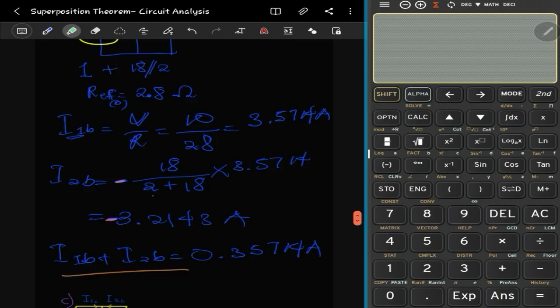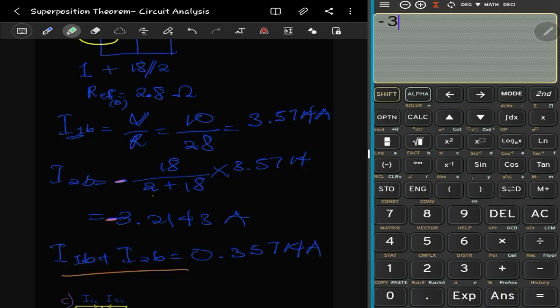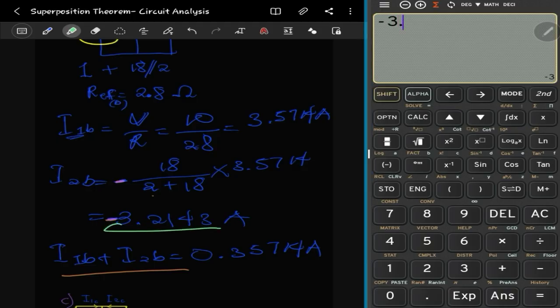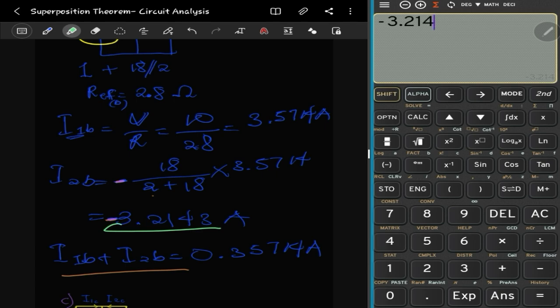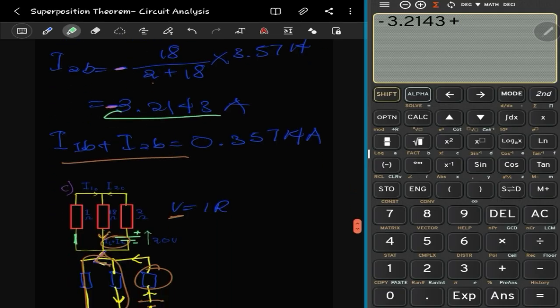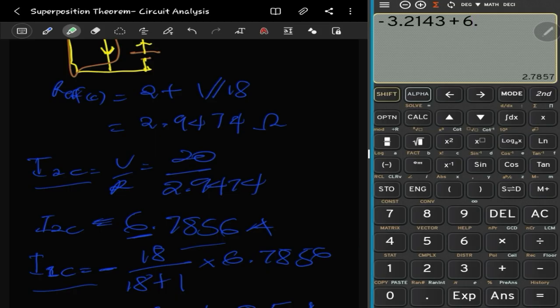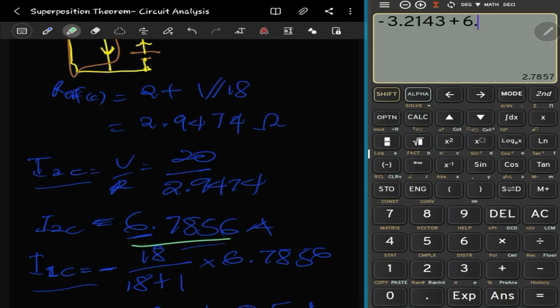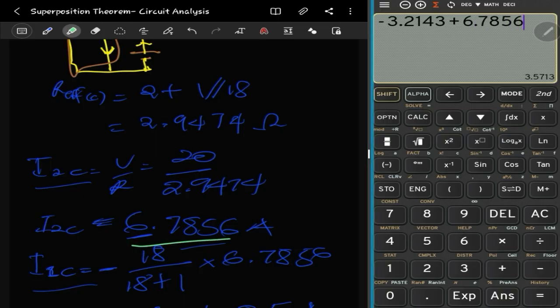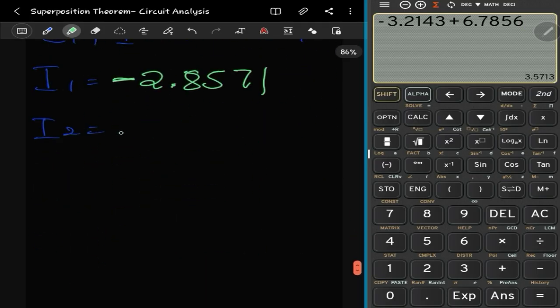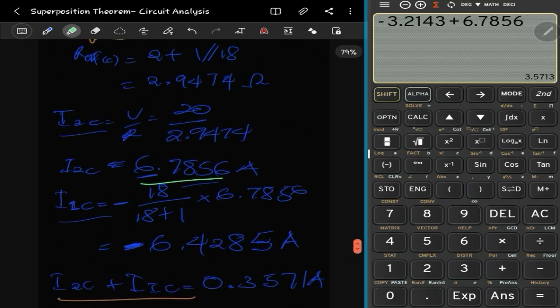And now I2, we add the I2s, right? I2B is minus 0.2143 plus I2C is 6.7856, and that gives us 3.5, this amperes, 0.5713 amperes, right? So this is what we have, I1, I2.